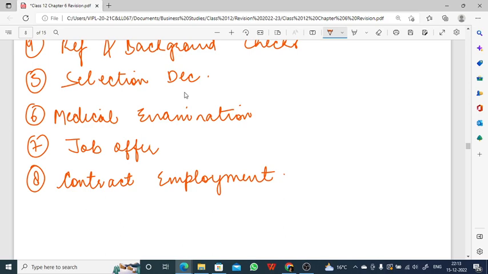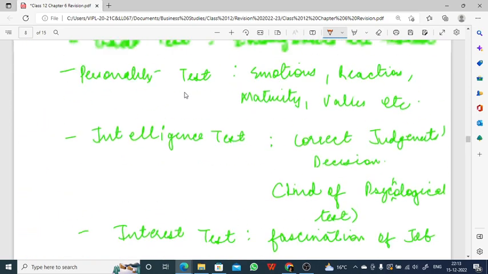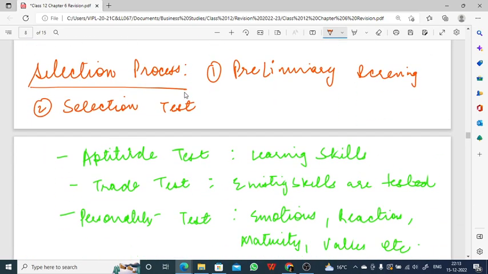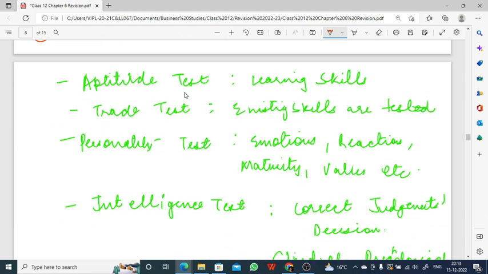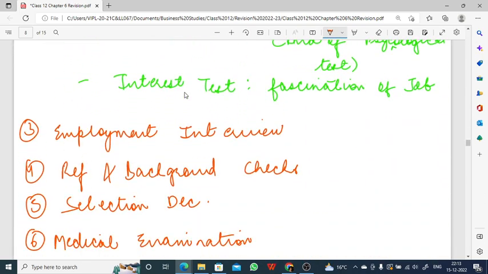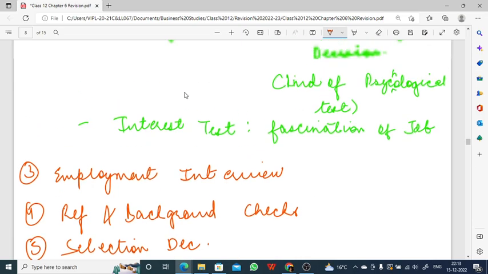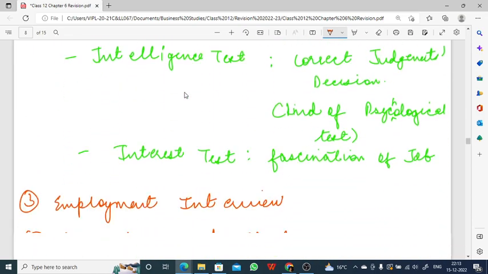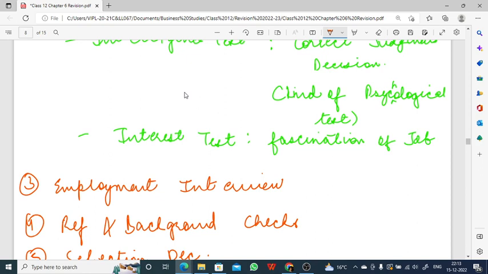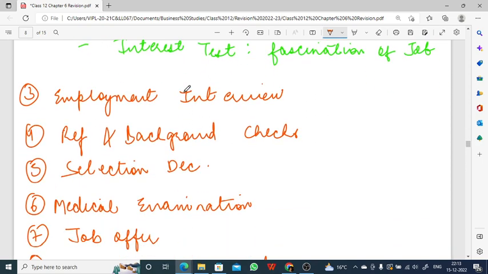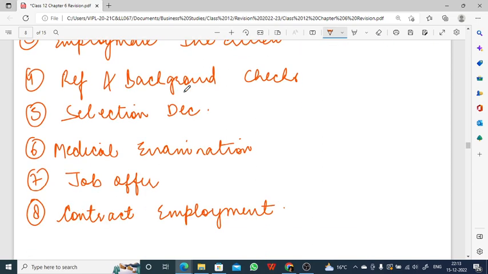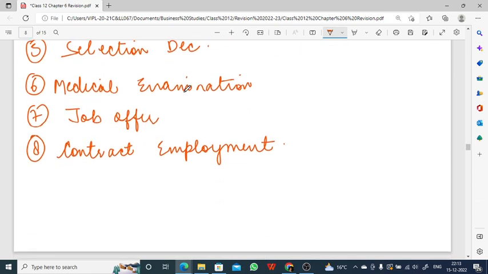Okay, these are the 8 steps. You go with the preliminary screening, then there is the selection test. For the selection test, please be sure about all the kinds of tests. There might be a possibility that a one-mark case study comes from here in MCQ pattern, and you will not be able to pick the correct answer if you are not aware of the different kinds of tests under the category of selection test. Then there is the employment interview, reference and background check, selection decision, medical examination, job offer, and then the contract for employment happens.